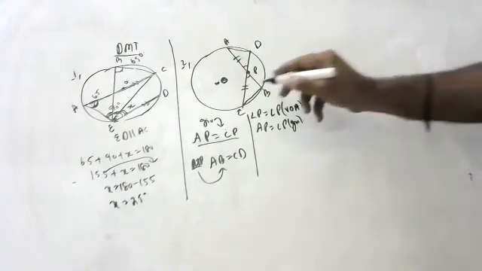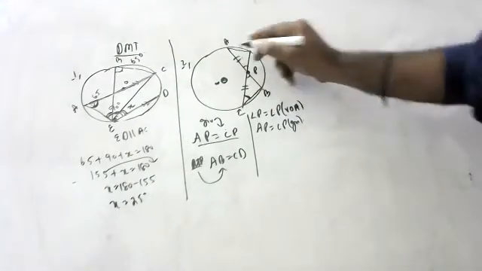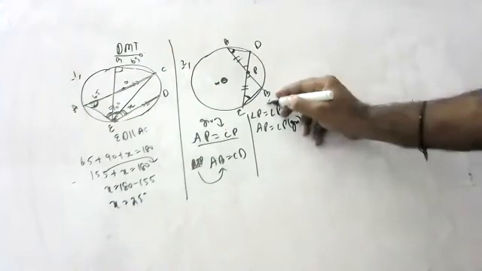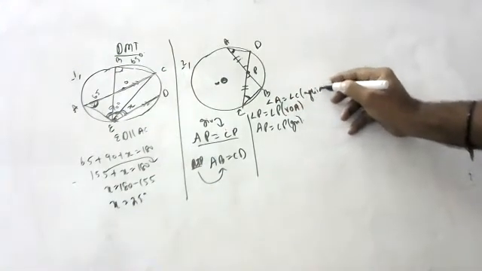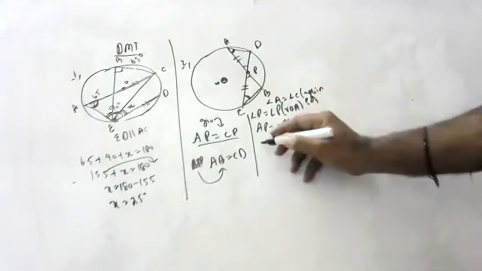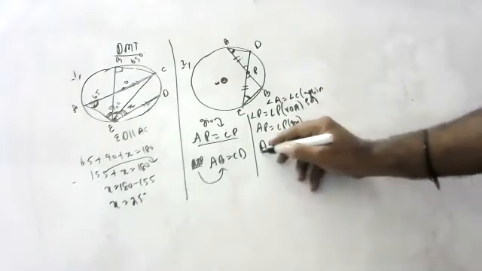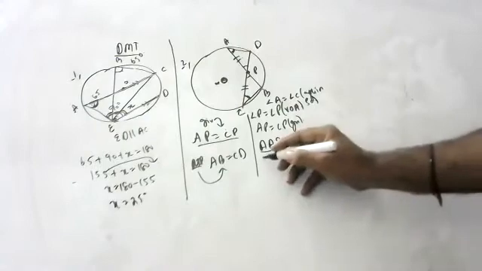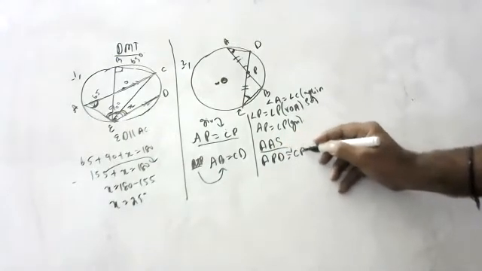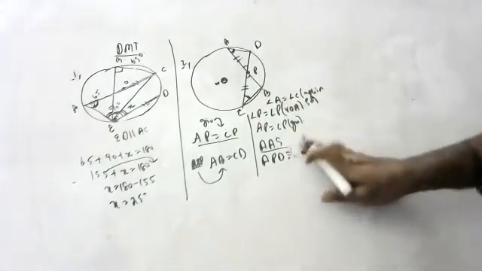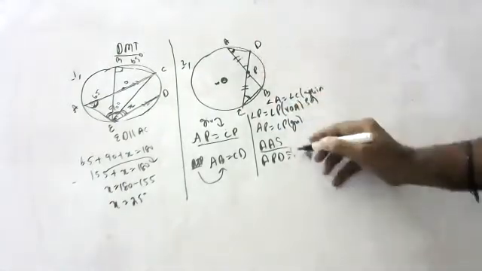Anything else? Can I write angle C is equal to angle A? Yes, sir. Angles in the same segment. By ASA congruency, triangle APD is congruent to triangle CPB.